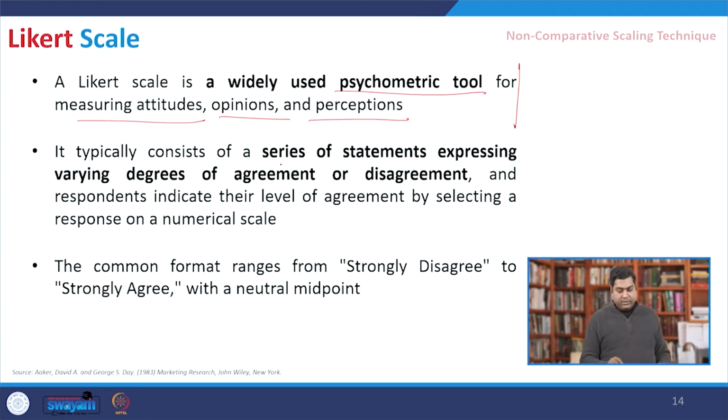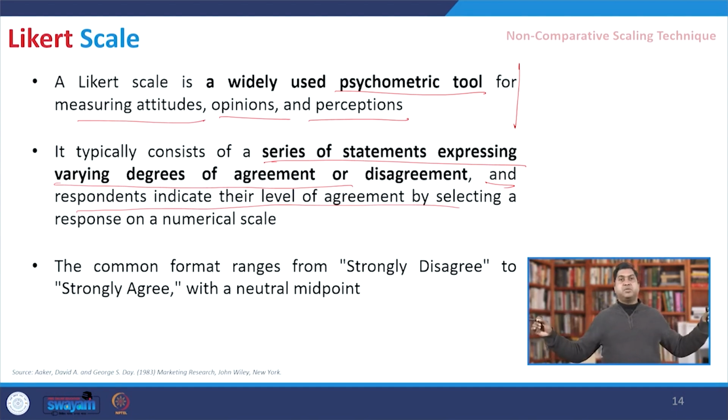It typically consists of a series of statements expressing varying degrees of agreement and disagreement, and respondents indicate their level of agreement by selecting the most appropriate value. It may be written in text or it is just a number, and the number represents the agreement. Say 1 extremely dissatisfied, 2 dissatisfied, 3 neutral, 4 satisfied, 5 extremely satisfied. So, it is a 5-point scale.